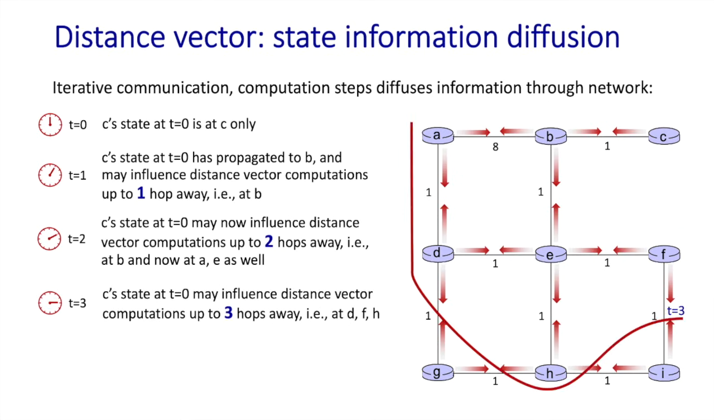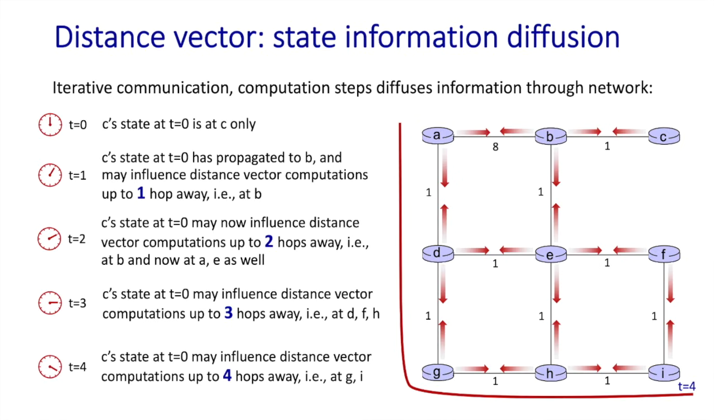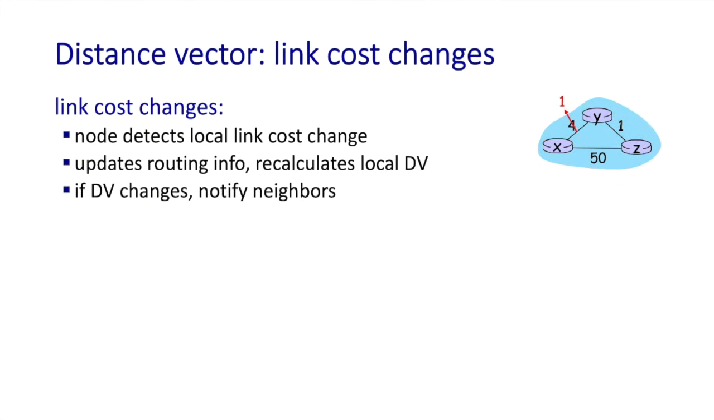Well, continuing on, at t equals 3, C's state at t equals 0 can influence distance vector computations up to 3 hops away. That's at nodes D, F, and H. And finally, at t equals 4, C's state at t equals 0 can influence distance vector computations up to 4 hops away. In this case, at nodes G and I as well. And note that it's taken 4 time steps, the diameter of the network, for information to propagate from one edge of the network to the other.